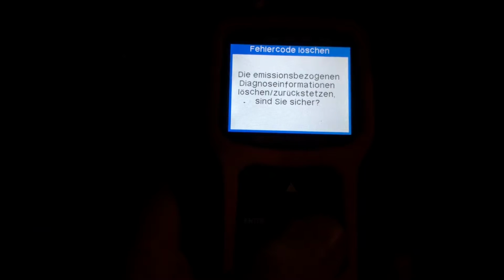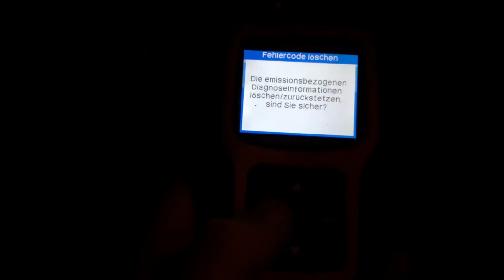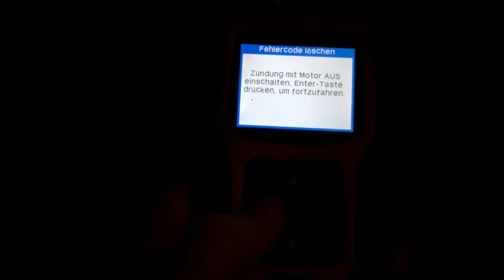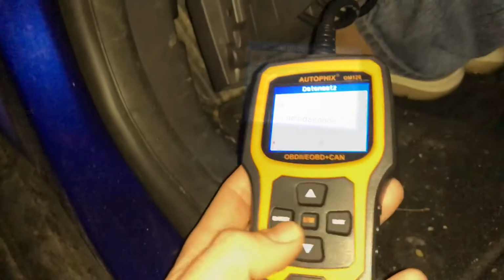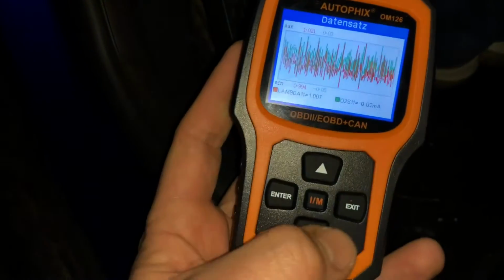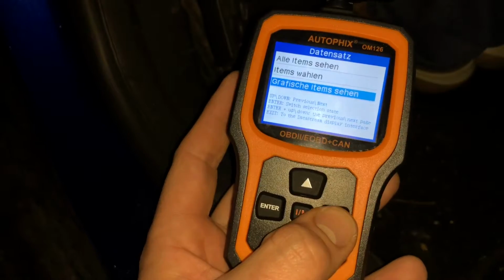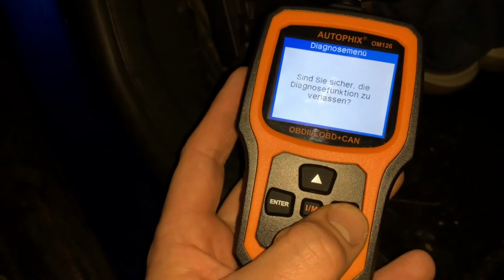Let's go delete the failure codes and have a look at them, and then you're able to have a look inside your car's electronic and computer system. That's nice and easy.